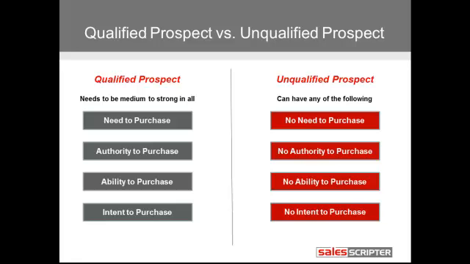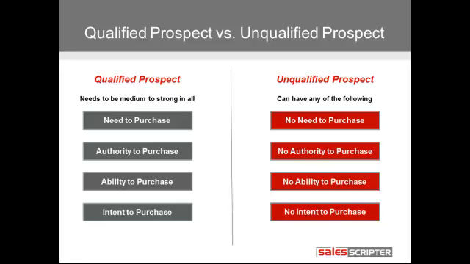The authority to purchase means that you're dealing with someone who can say yes, and even if you're not dealing with the decision maker, the decision maker is at least knowledgeable about the opportunity that you're working on. So you might be dealing with an influencer or a coach, but the person that says yes is in the loop on what's going on. So you need to have the authority to purchase at a good to medium level.